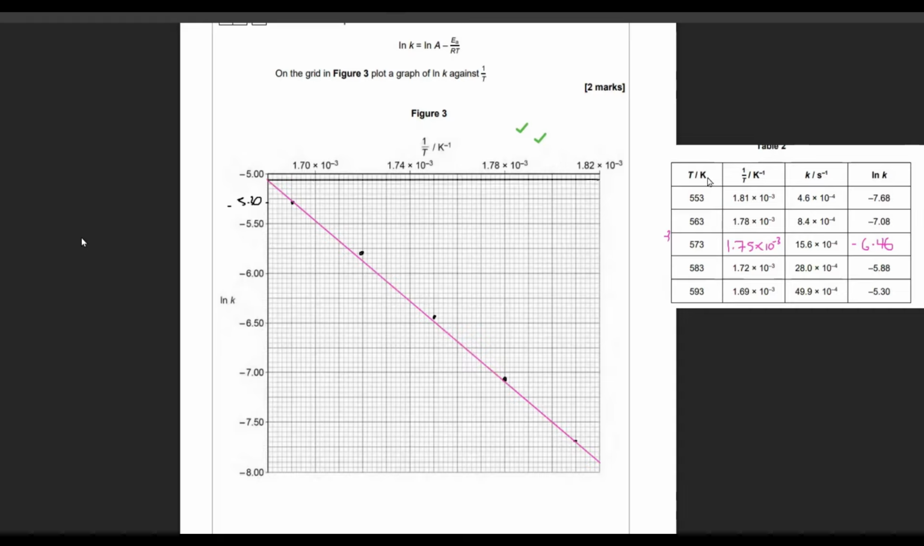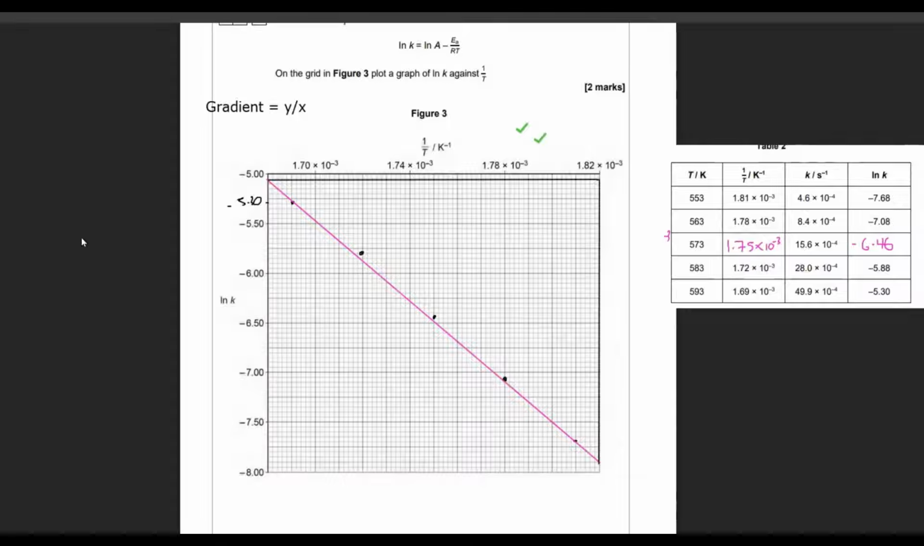Now I want to calculate the gradient in my effort to work out the activation energy. Now I'm doing the gradient of the whole thing, which is a little bit, but there we go. So what is the gradient? X over Y? No. It's Y over X, isn't it? Yeah. So right, gradient is Y over X.